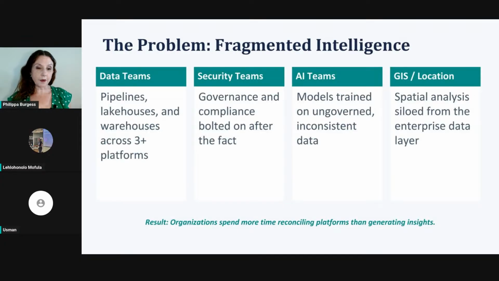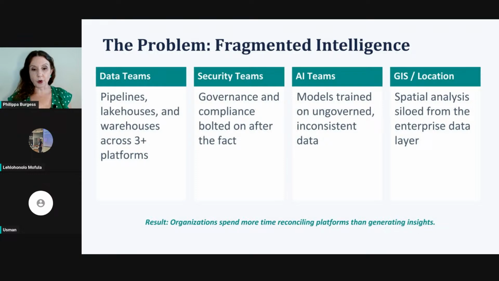And so let's talk about some of the problems we see in fragmented intelligence. Data teams, pipelines, lakehouses, and warehouses are often across three or more platforms. Security teams, governance and compliance are often bolted on after the fact, or just outsourced to someone else: that's not my problem. For AI teams, the models are trained, but it can be on ungoverned or inconsistent data. So again, we're really trying to bring all this together into an integration.